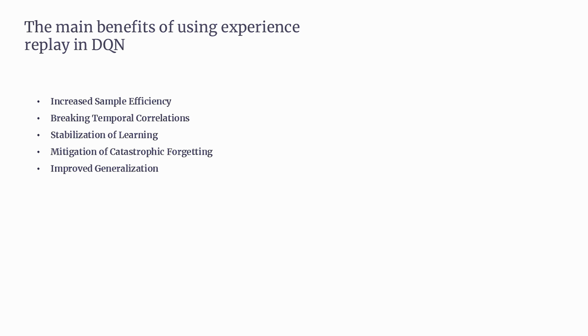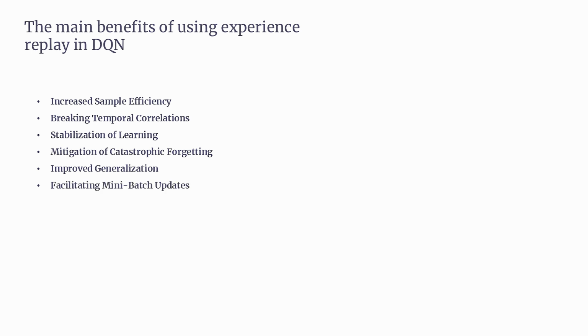The fifth, improved generalization. Experience replay helps the agent generalize better. Because it doesn't just rely on the latest scenarios, it revisits a wide variety of situations stored in memory. This variety helps the agent learn policies that perform well across different unseen situations, making it more robust.